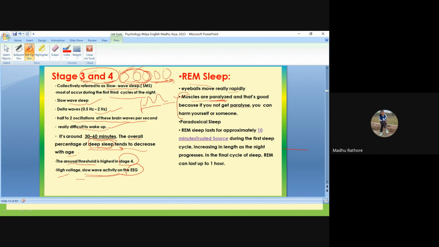Next, this is paradoxical sleep, and REM sleep lasts for approximately 10 minutes. Okay, 10 minutes, and this goes up to 30 to 60 minutes during the first sleep cycle. And yes, it is increasing in length as the night progresses. This is also very important. We had discussed there are 4 or 5 cycles, and if REM in the first cycle is 5 or 10 minutes, then it slowly increases to 20, 30, 40, and in the last cycles it is up to 1 hour. Okay.